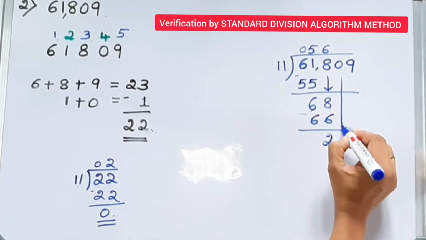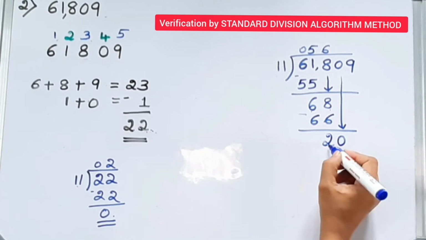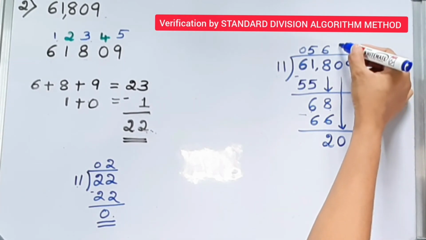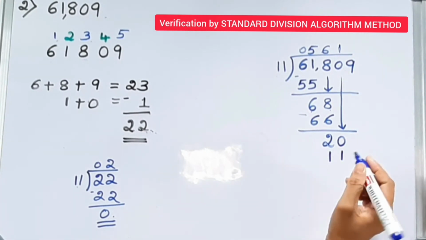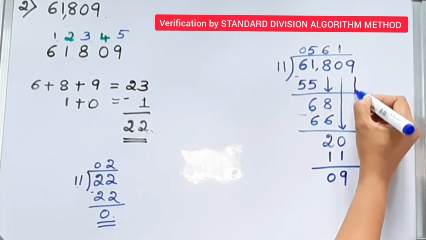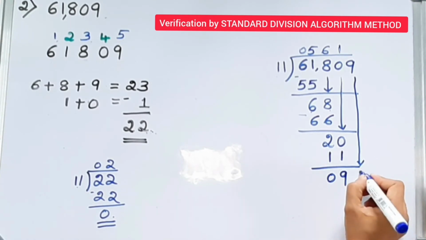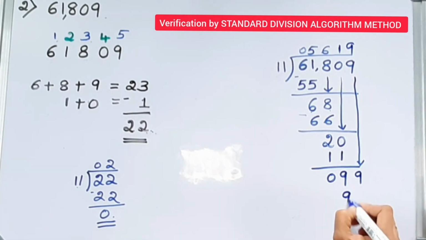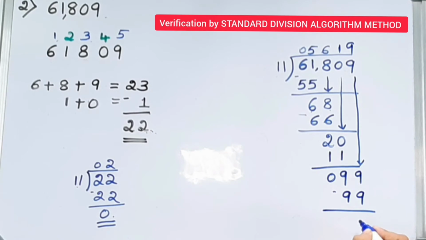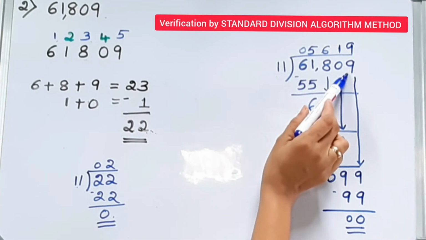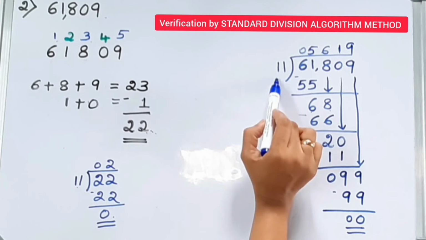Next we have to bring this 0 down. 20. 11 1s are 11. 20 minus 11 is 9. Next we have to bring this 9 down. That is 99. 11 9s are 99. 99 minus 99 is 0. Since the remainder is 0, it means 61,809 is completely divisible by 11.